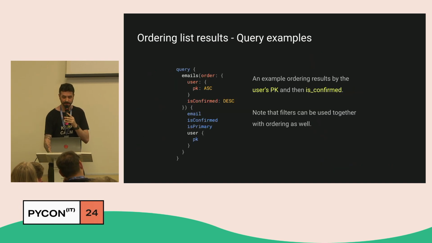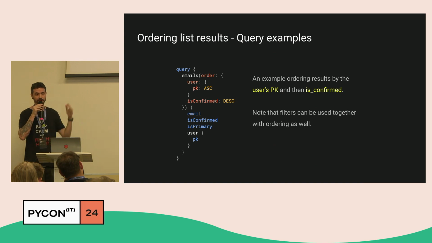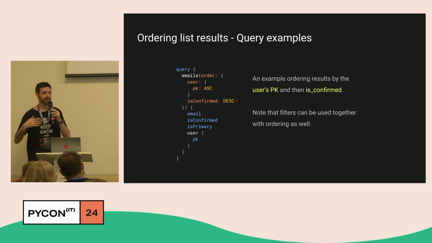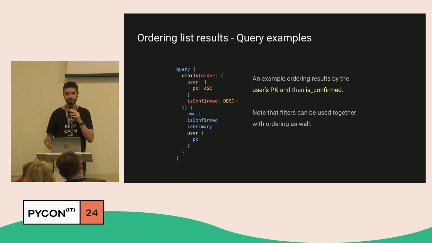I actually have an example in here. I was asking for the emails, and in this case, it is not in the same example, but I can have it filtered by the user, and then ask to order by the user's PK ascending, and secondly, by whether it is confirmed or not descending, and with that, I can have a very complex way of querying and listing emails.